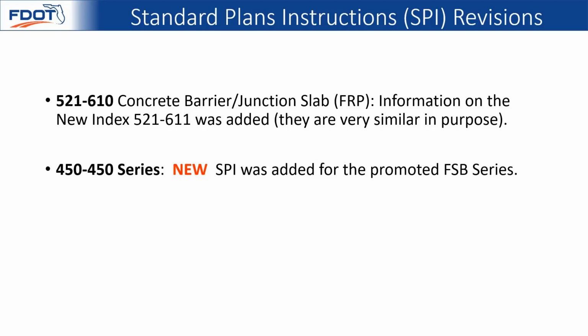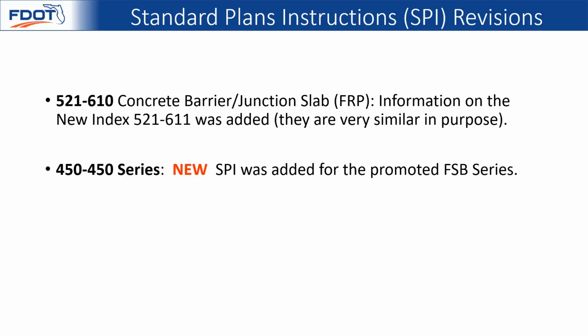Because 521-611 is so similar to 610, it's just a difference between carbon steel and FRP. I just merged the instructions together. They worked all right. So if you want information for the FRP, it's in with the carbon steel.